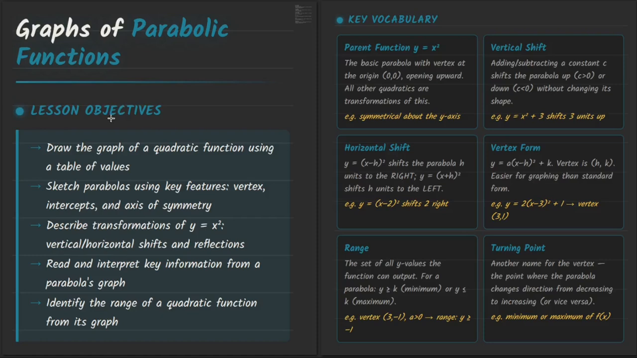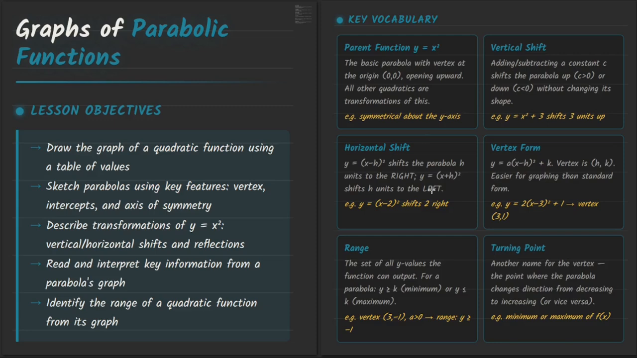In this lesson, we are looking at graphs of parabolic functions. By the end of this lesson, you should be able to draw a graph of a quadratic function using a table of values. You should be able to sketch parabolas using key features such as the vertex, the intercepts, and the axis of symmetry. You should be able to describe transformations of y equals x squared. You should be able to read and interpret key information from a parabola's graph. And finally, you should be able to identify the range of quadratic functions from their graphs.